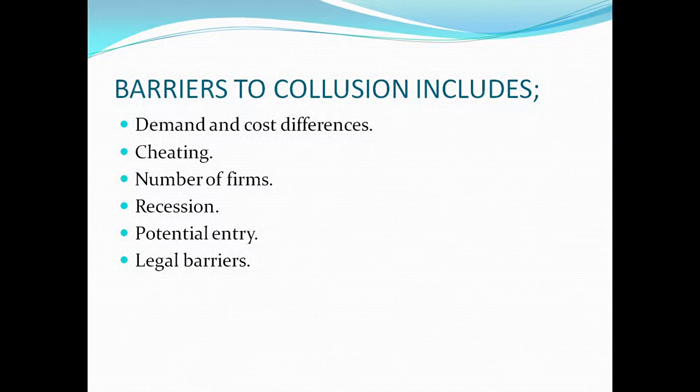Another one is cheating, and by cheating, it means that after colluding prices, a firm or a country can decide to increase its own price just to make higher profits compared to other firms that abide by the collusion. And the third one is the number of firms. When the number of firms in a collusive system is large, it becomes very hard to regulate this market, because some of them can increase the prices of goods and services to get higher profit. But if there are few, like three to five, then it's easier to regulate such markets. Other reasons are recession, potential entry, and legal barriers.